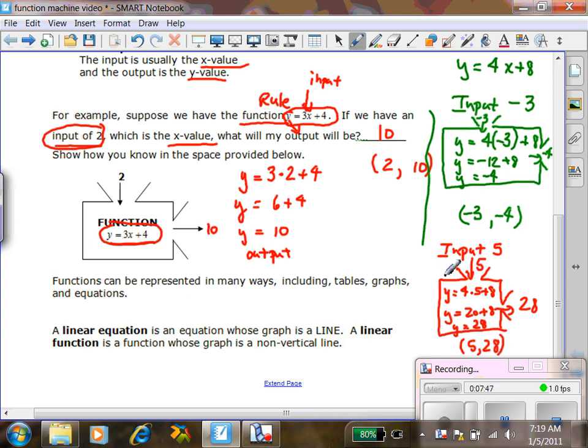And I forgot to make my sound effects. So if I drop in a 5, it goes boop, boop, boop, and spits out a 28. And there you have it, guys and gals.